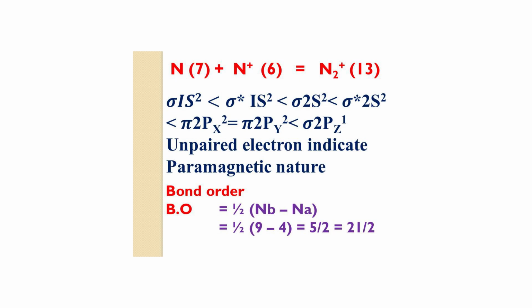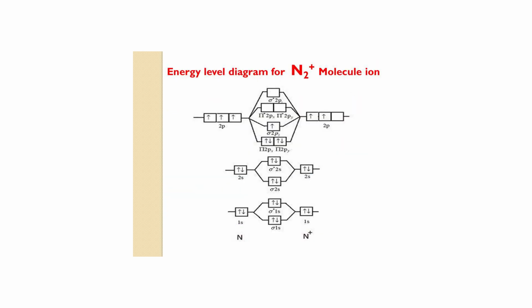What is the bond order of the N2 molecule? Bond order is equal to half into Nb minus Na, that is, half into bonding electrons 9 minus antibonding electrons 4, that is 5 by 2, that is 2.5.